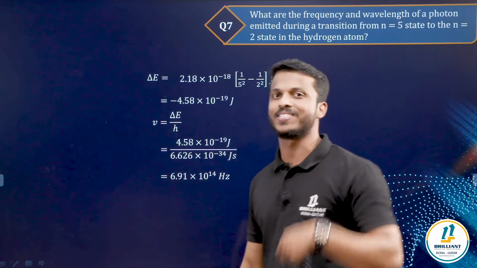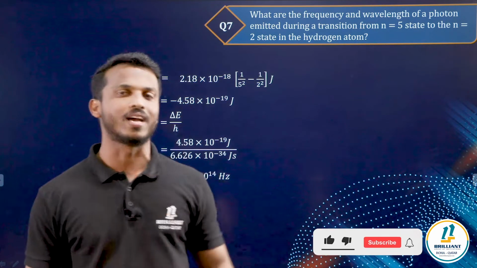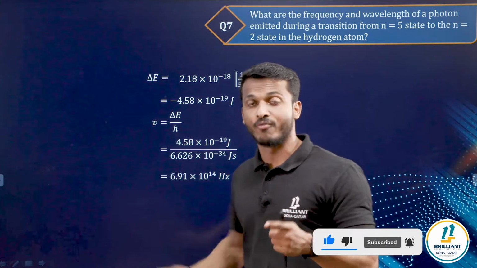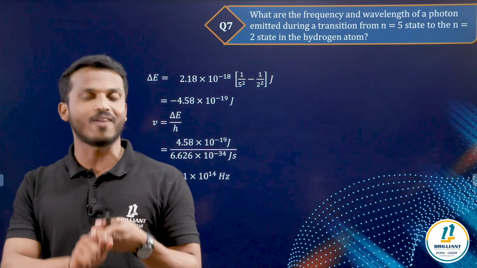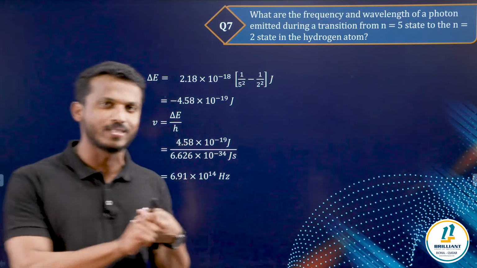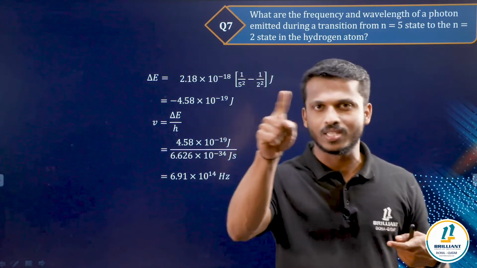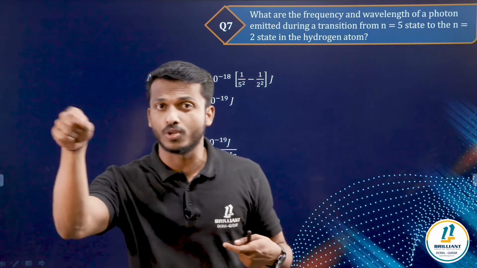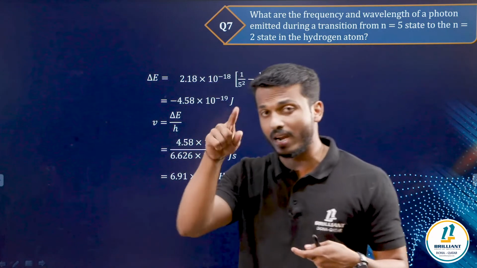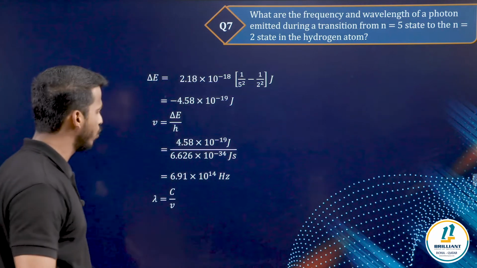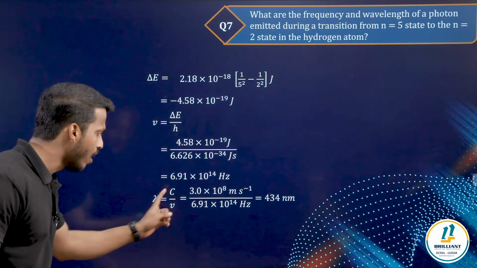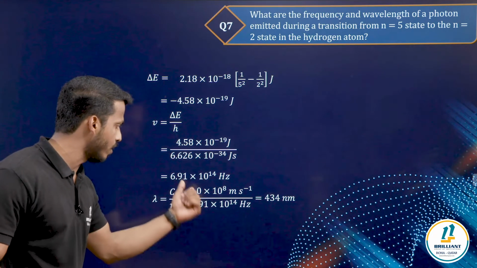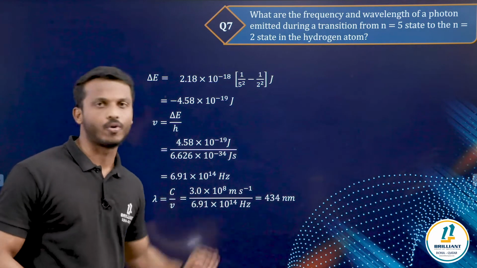If you know frequency, we have an equation to calculate wavelength. That we already discussed. This is frequency, and by knowing frequency, we have a simple equation to calculate wavelength. C is equal to nu lambda. So lambda is equal to C by nu. What is C, dear all? Velocity of light, 3 into 10 to the power 8, divided by the given frequency. Yes, it's around 434 nanometer.